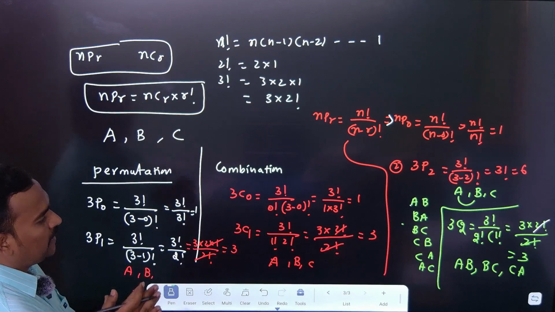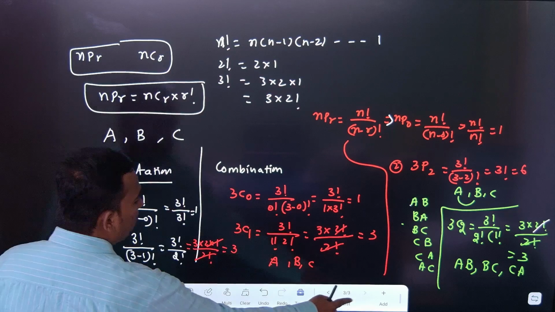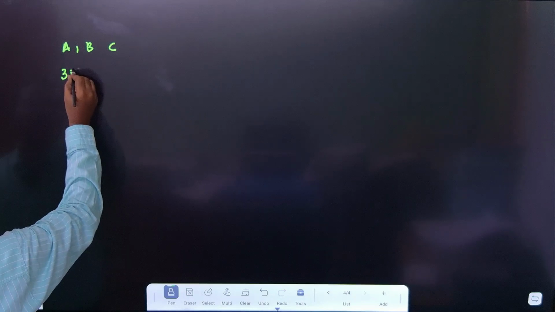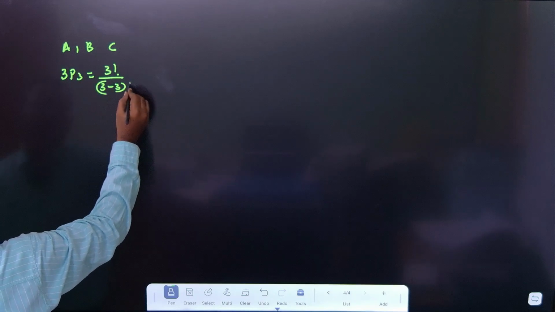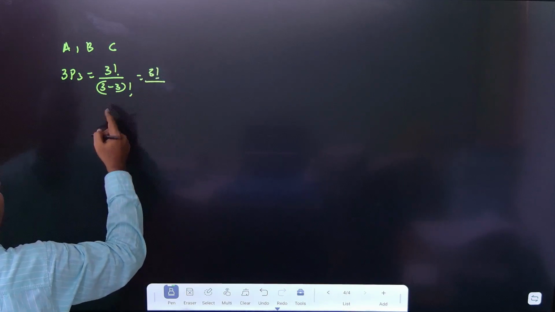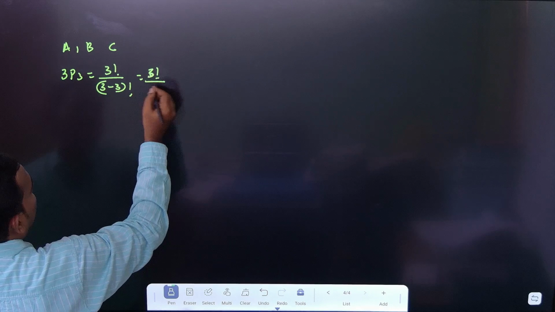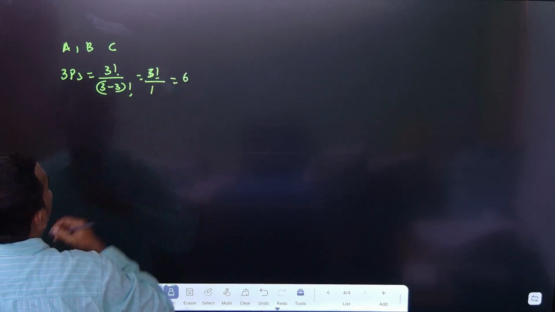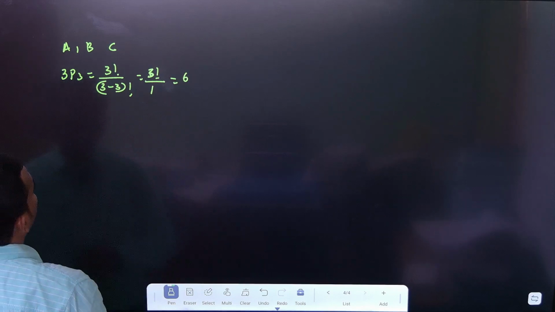Okay. Let me take one more thing. If you take 3 at a time, let's take 3 at a time. So A, B, C is there. 3 at a time means 3P3, 3 factorial divided by 3 minus 3 factorial. So 3 factorial divided by 3 minus 3, 0 factorial, right? 0 factorial, just now we discussed that is 1, right? It is 6 ways possible, right? Okay, fine. Understand? 6 ways possible.